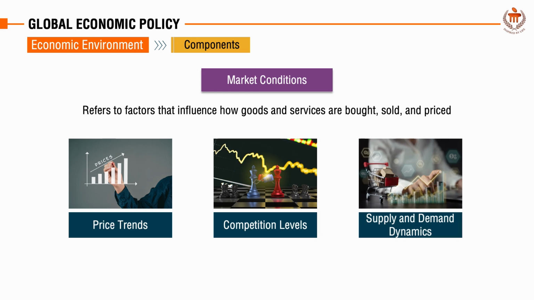Thirdly, supply and demand dynamics. Supply and demand are the backbone of market conditions. When supply exceeds demand, prices tend to drop. When demand outpaces supply, prices rise. Think about limited edition products or seasonal goods. These are perfect examples where supply and demand play a major role.